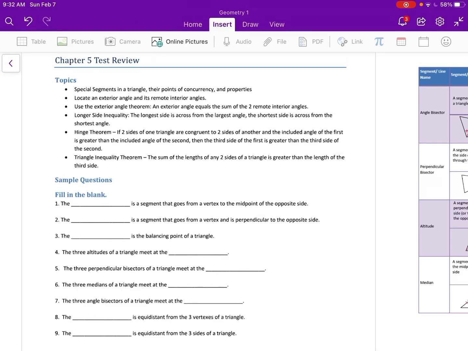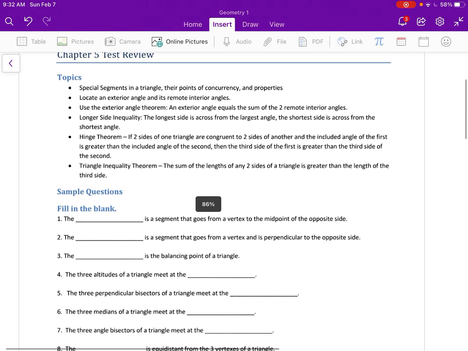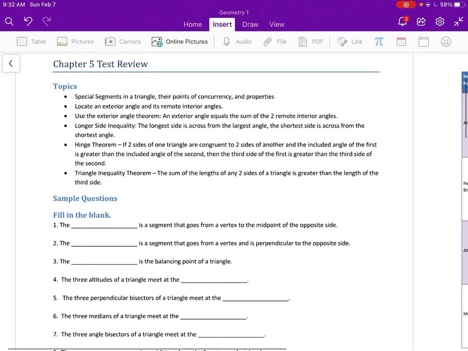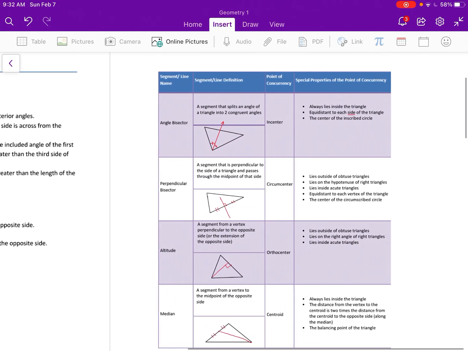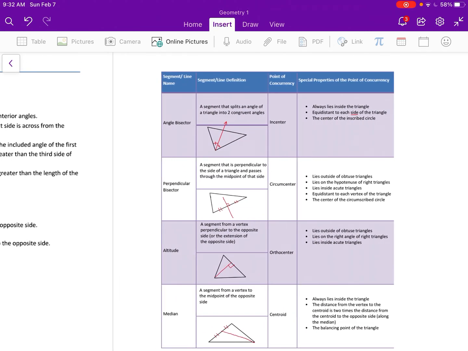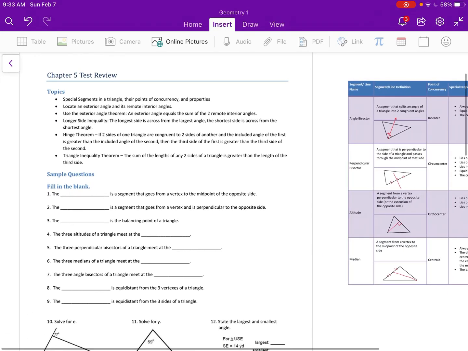Well, here we have our Chapter 5 test review. You can obviously read through those topics. If you want to read them now, you can pause the video and read them, but those are the things that you will need to know. We'll start with these first questions, and these first questions have to do with the centers and segments that we talked about within a triangle. So be very familiar with this chart and be able to pick out the different things and answer the questions. So we can go through this.